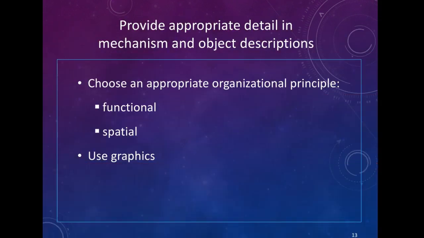Provide the appropriate detail in mechanism and object descriptions. This is really important, and choose an organizational principle. Functional. So functional is how does it function? It does this, this, and this. And spatial might be how it looks. First you do this, or first you see this, then you see this. So those are the two organizing principles that you want to follow when you're doing a mechanism or object description. And you also, again, want to use graphics. Use appropriate graphics that help your reader understand how the object works, what it looks like, how it's used.